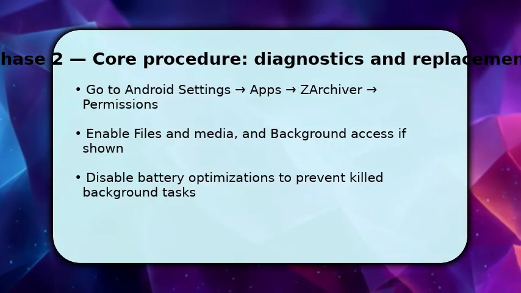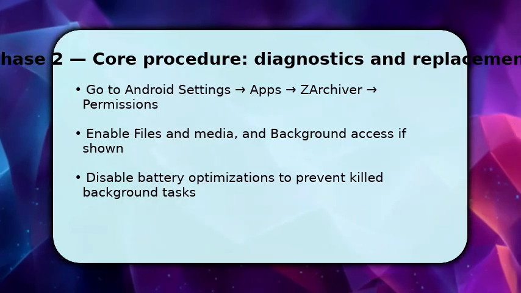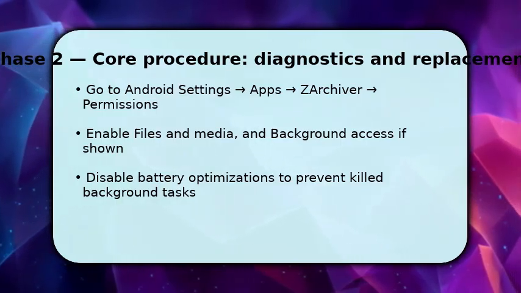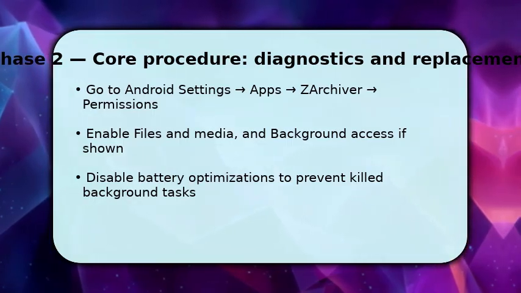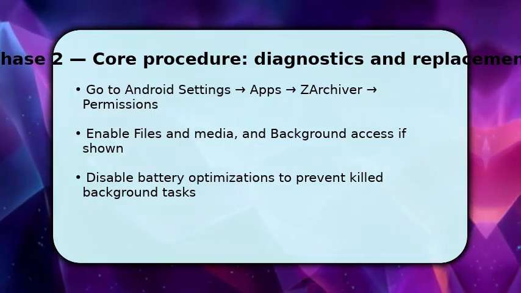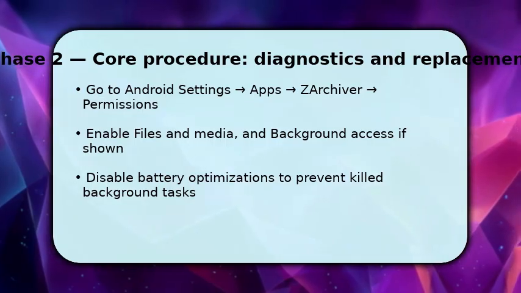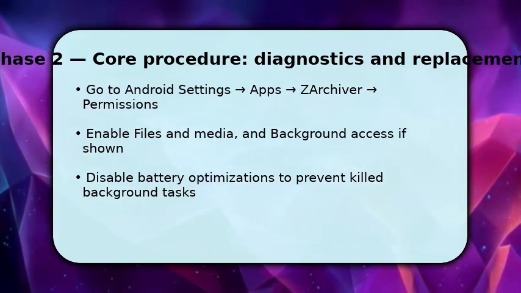Next, tighten permissions and reliability. In Settings, open Apps, find Zarchiver, then Permissions. Enable files and media so the app can manage archives. If background access appears, allow it so long operations continue.